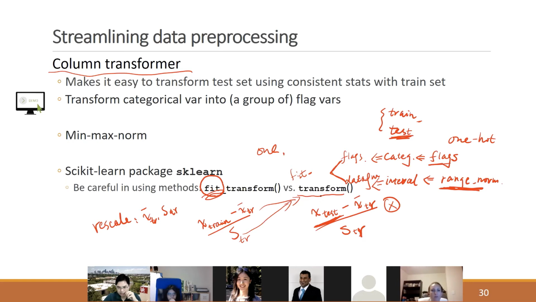If you do this by mistake, using fit transform to pre-process the test set, it will give you an illusion that your model is doing good enough on the test set. But when you apply the model in real operation, you'll get surprises. The model will not perform as well, because this is kind of a cheating process.